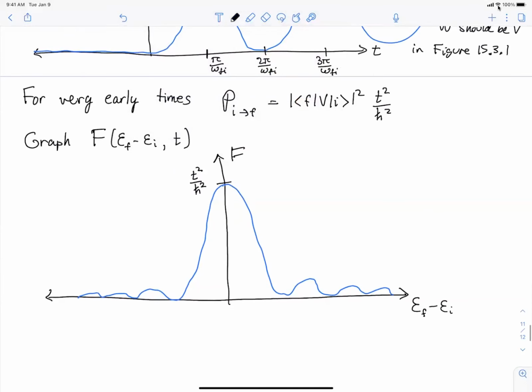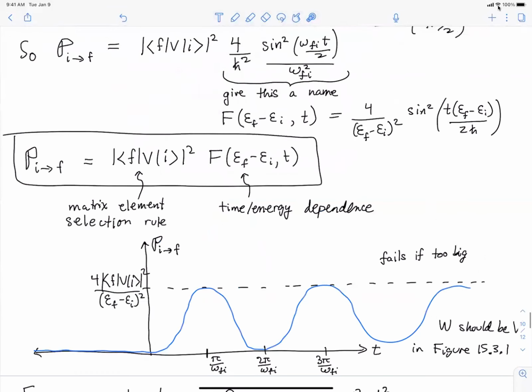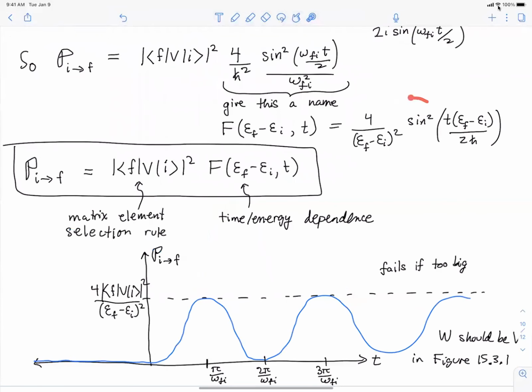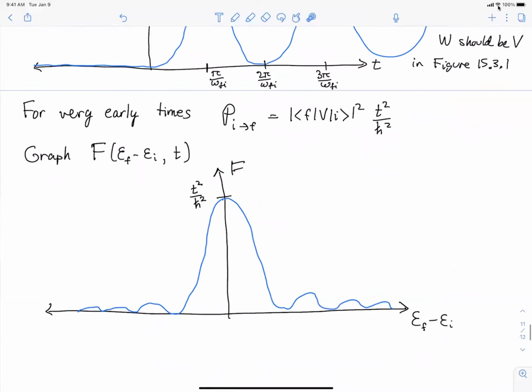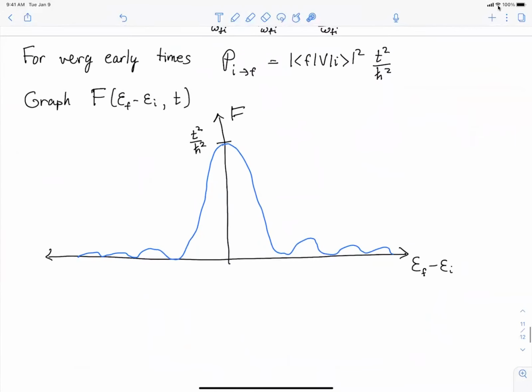Okay, and that maximum value occurs when the argument is very small, which means when E_F minus E_I is 0. And so if we go back up to the function here, again, you have to take the limit of the argument being small. But again, you get t squared over h bar squared. So that's the maximum it can be, which is growing as t grows with time.